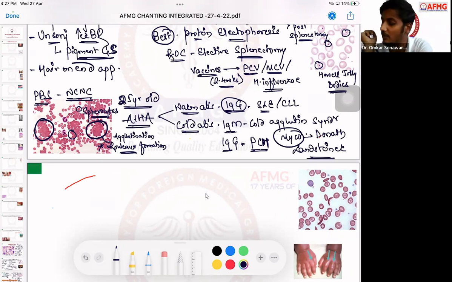Donath-Landsteiner antibodies. Which antibodies are produced by mycoplasma? Donath-Landsteiner antibodies. Okay, please remember. Now, please tell me what is the investigation of choice for autoimmune hemolytic anemia?